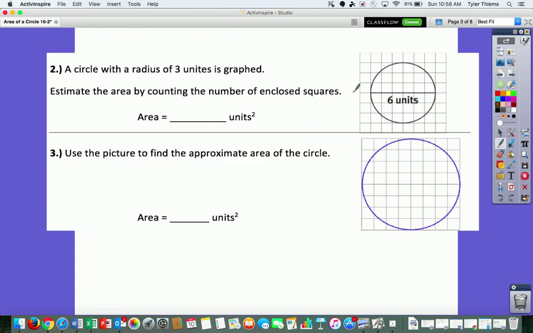Now looking at number two, we're going to use this circle over here. It has a radius of 3 units. It's graphed. We want to estimate the area by counting the number of enclosed squares. So what we could do here is look at all the whole squares that we have, because every one square is basically 1 unit. So there's 1, 2, 3, 4, 5, 6, 7, 8, 9, 10, 11, 12, 13, 14, 15, 16 whole squares that are not cut off. And then we have some of these that are just barely cut off. So since we're just estimating, we'll call that 17, 18, 19, 20.